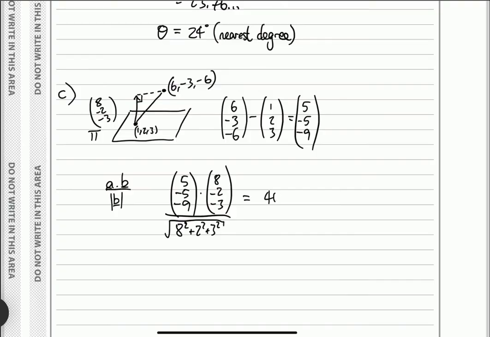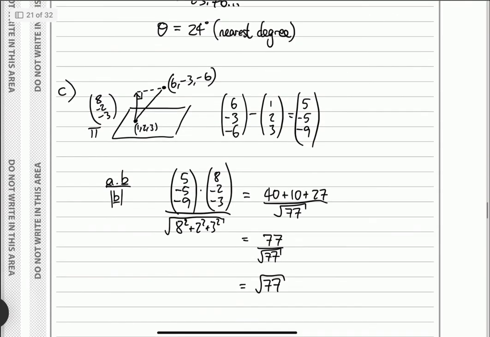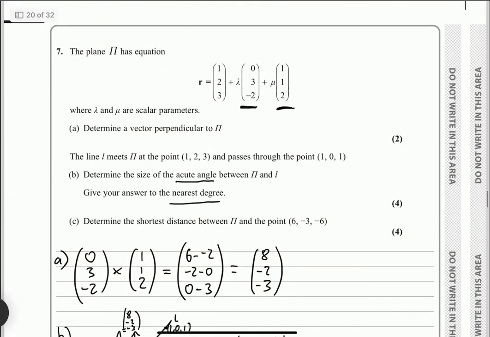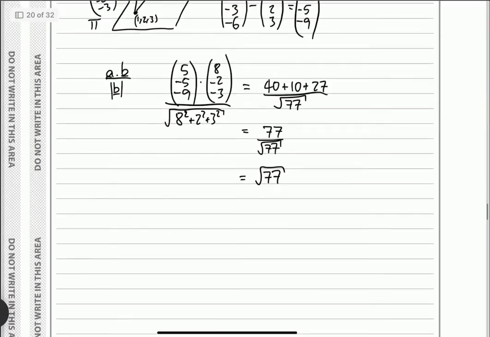So that's 40 plus 10 plus 27 over the square root of 77. And that gives 50, 67, 77 over the square root of 77. How suspicious. Square root of 77, and that is the shortest distance between the point and the plane. Different ways of doing it, different ways that I would normally do it, in fact, but this is one of the options. That is the question finished. On to question 8.